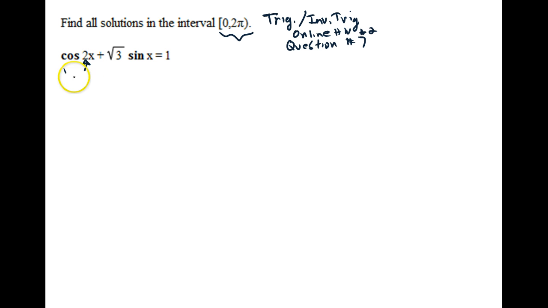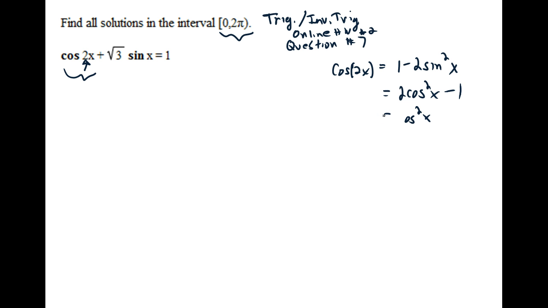So replace cosine 2x with an identity. You just got to pick the right one. Unfortunately, cosine 2x has 3 of them. Cosine of twice x is, on the one hand, 1 minus 2 times the sine squared of x. On the other hand, it's 2 cosine squared of x minus 1. And thirdly, it's cosine squared x minus sine squared x.